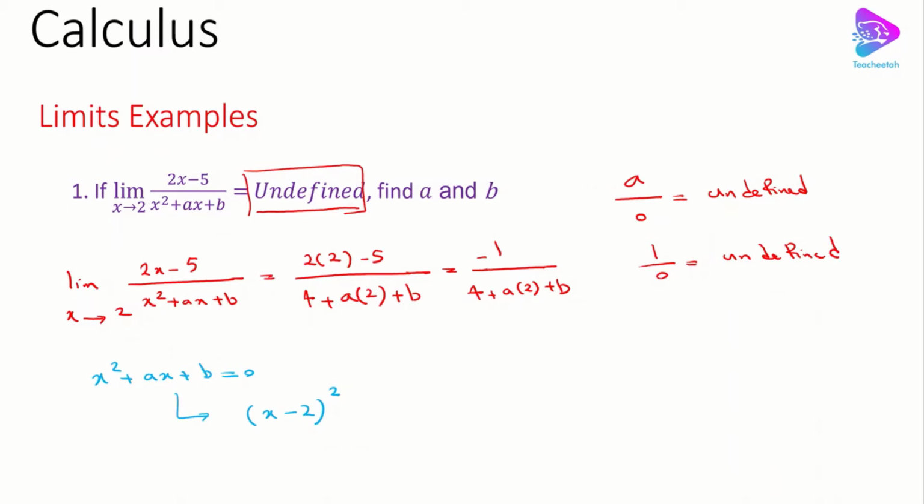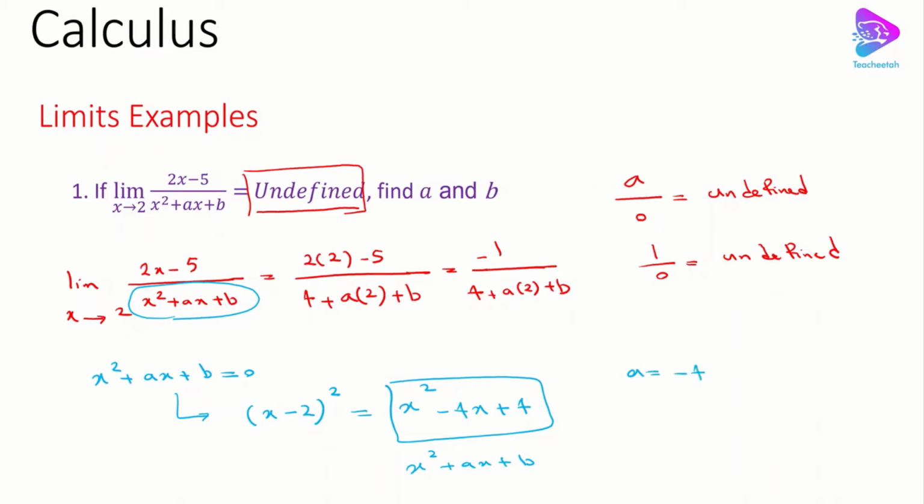And if we expand it, we'd see it's going to be x squared minus 4x plus 4. Now if we look at x squared minus 4x plus 4, and what we have on the denominator, which is x squared plus ax plus b, from there we see a is actually minus 4 and b is actually 4. So if the problem asks, for example, for a plus b, the answer is going to be 0.